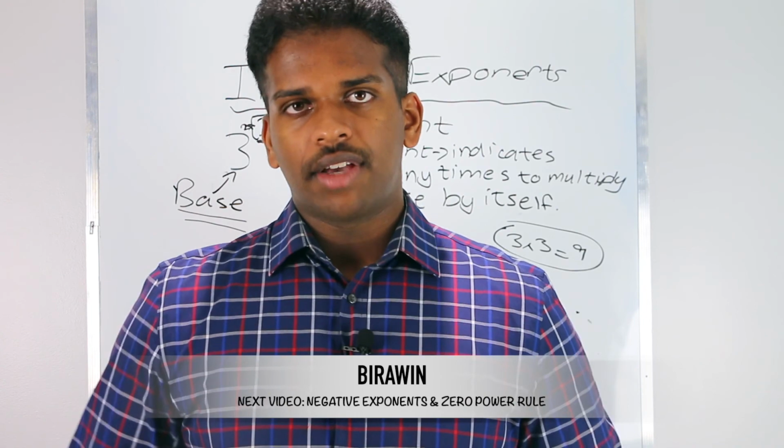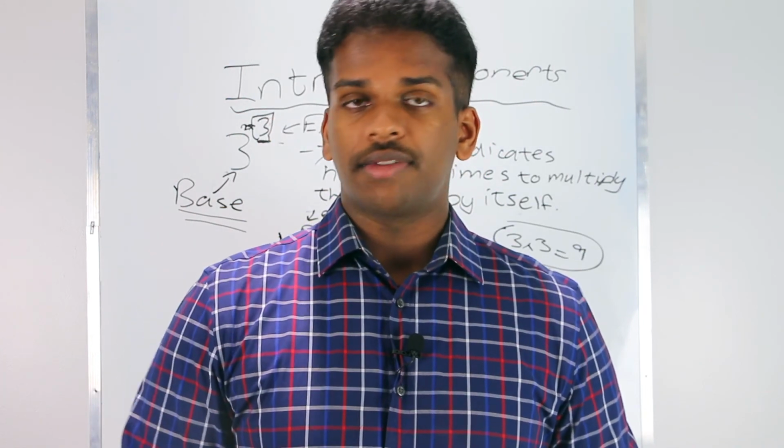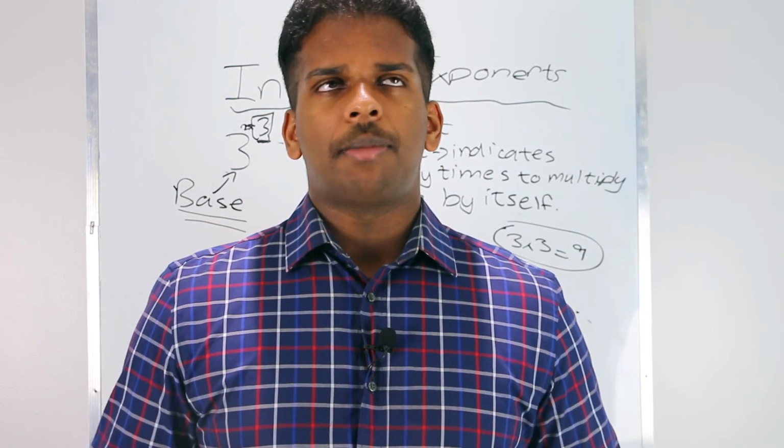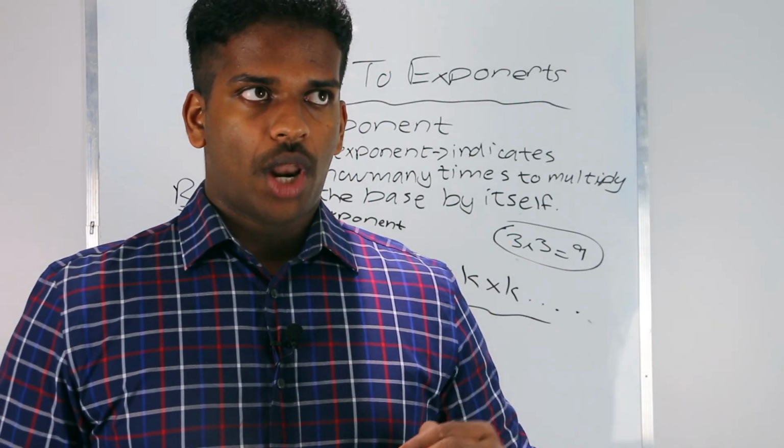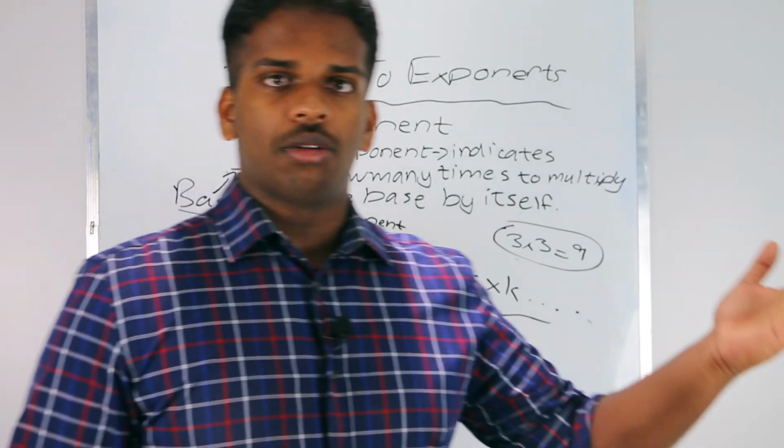We'll look at negative exponents next, then we'll look at laws of exponents, and we will look at what happens if we have to take the power of a number, like for example 3 to the power of 0. What would we do?